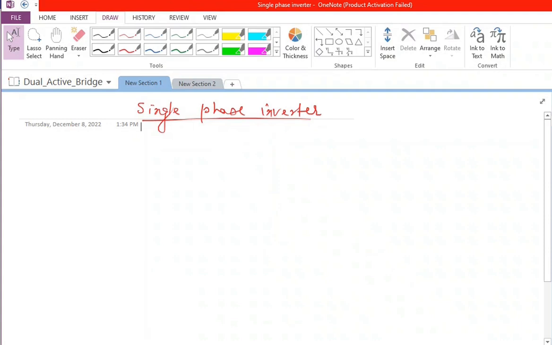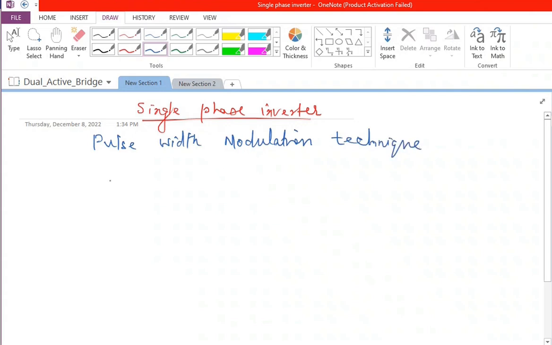Good morning. We had been looking at the single phase inverter circuit. We already looked at half bridge as well as full bridge, and we started on pulse width modulation techniques for the single phase inverter, bridge inverter particularly.